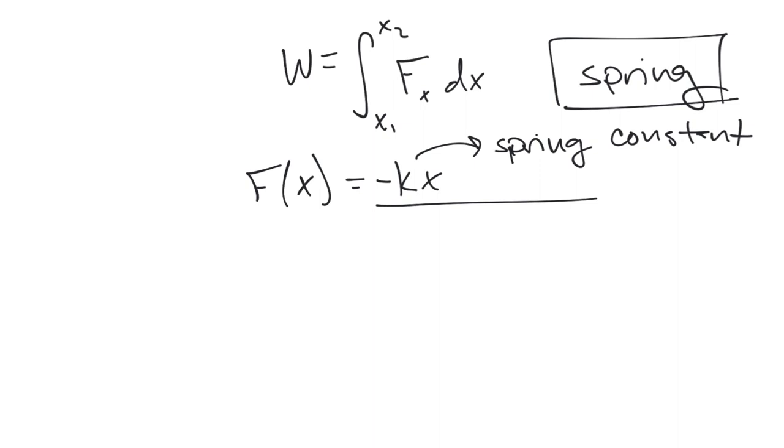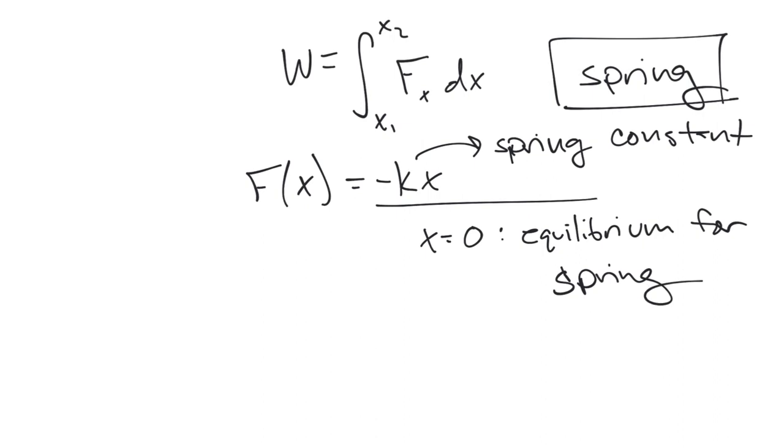Now we're going to say, just to make things nice and easy, that where x is 0, that is where the spring is unstretched, the equilibrium state for a spring. When the object is at 0, that's the equilibrium state for the spring. If we pull it any further than that, it's stretching the spring. If we push it any further towards the spring, it's compressing the spring. But where our object is at 0 is where the spring is at equilibrium.